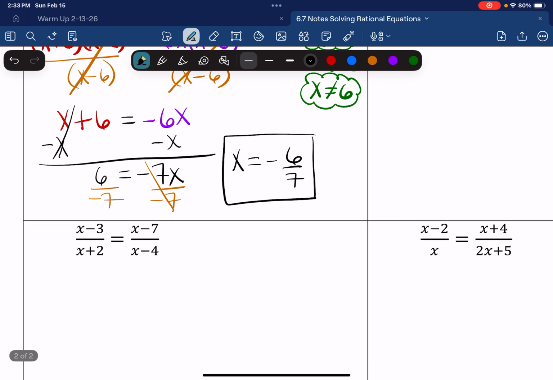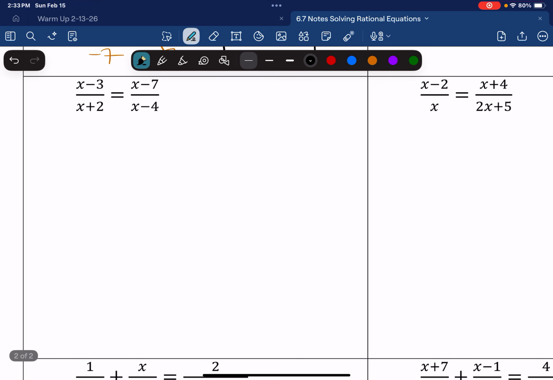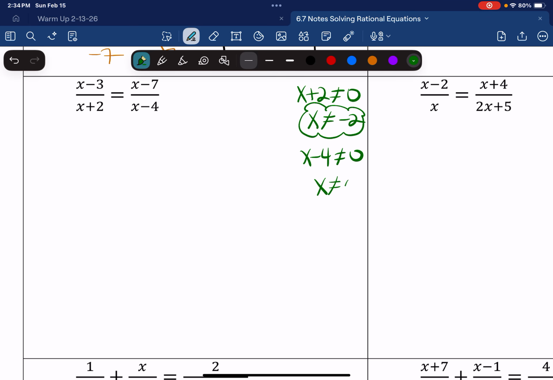Let's try another one. So again, I have two fractions that are equal to each other. So this is a proportion. Our domain restrictions would be x plus 2 cannot equal 0, so x is not allowed to be -2. That's one restriction. And we also have x minus 4 cannot equal 0, so x cannot equal a positive 4. We have two restrictions for this problem.